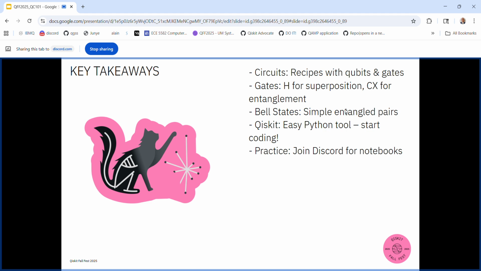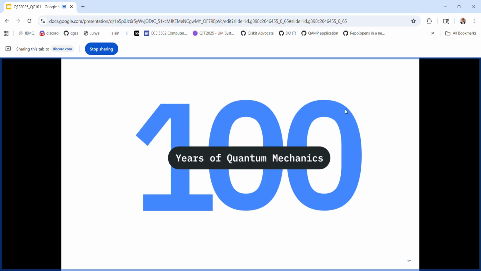I want to continue stressing that Qiskit's not that hard to learn. It is a large library, but it's not hard to develop a quantum circuit, to set up a simulator, and to run experiments.